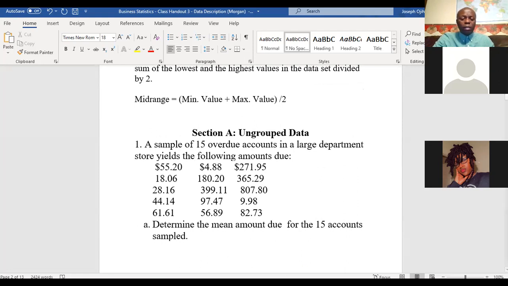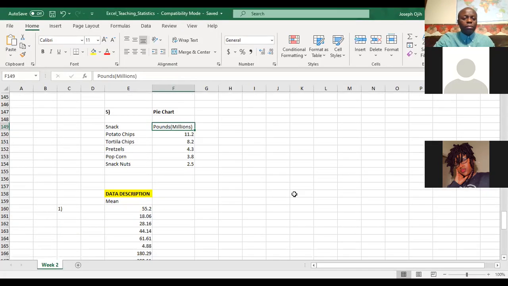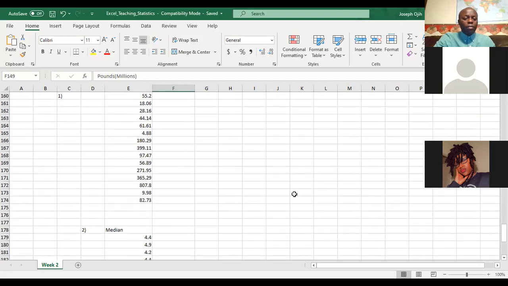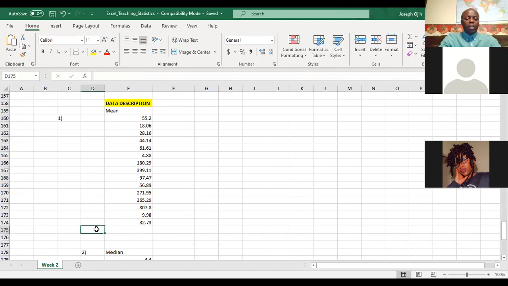So I'm going to take you to Excel now. It's right here. I've already put those numbers in. This is the first one we have. So the mean. So suppose you want to find the mean of this data set.